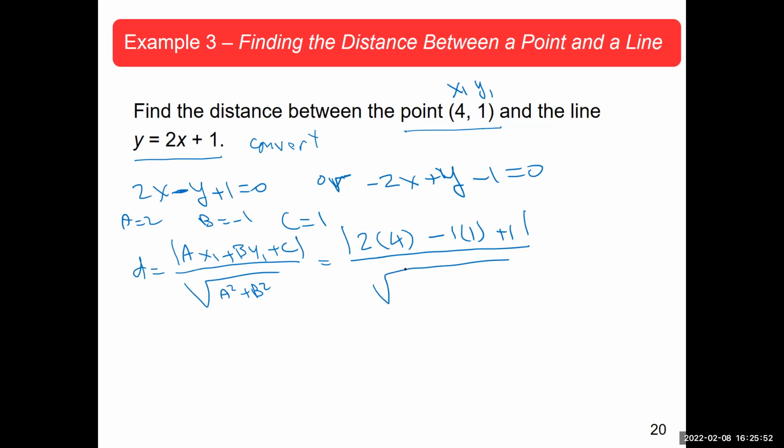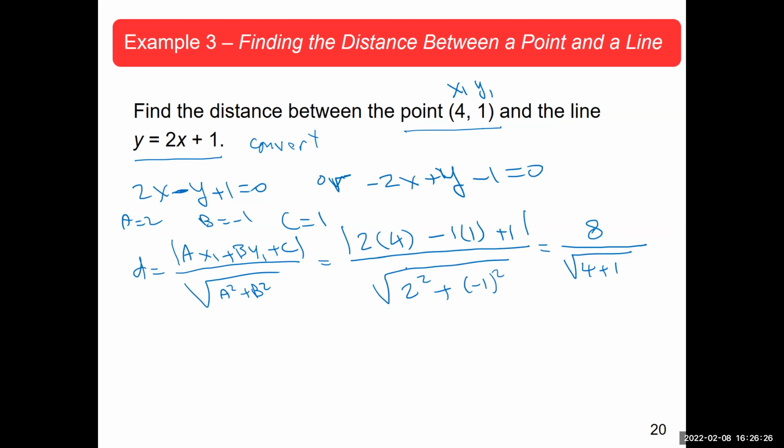How much is a? We said 2. So we have 2 square plus b square, negative 1 square. Let's see what's the answer. We have 1 minus 1 is gone. We're going to get 8. Well, absolute 8 is 8. Then we have here 4 plus 1. It's going to be square root of 5.